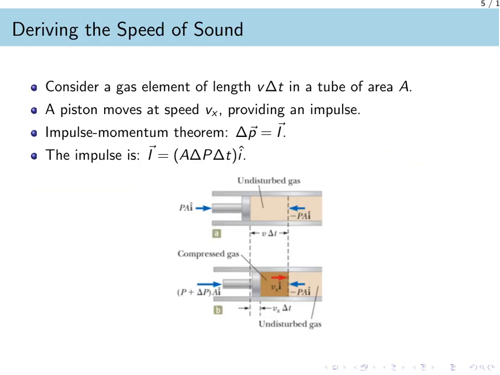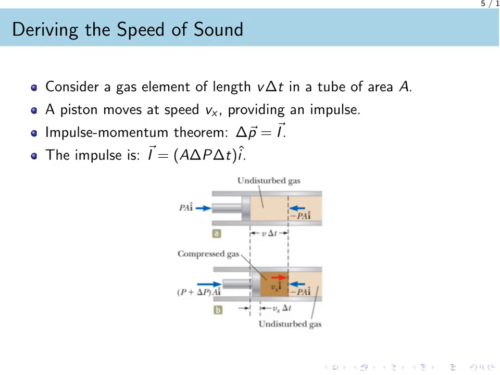To derive the speed of sound, we consider a specific element of gas within a tube of a certain area. Imagine a piston at one end that moves at a constant speed, providing an impulse to the gas. We can analyze this using the impulse momentum theorem, which states that the change in momentum of a system is equal to the impulse applied to it. In this scenario, the impulse is calculated as the area of the tube multiplied by the change in pressure and the time interval. The diagrams on the slide illustrate the state of the gas before and after the piston moves.